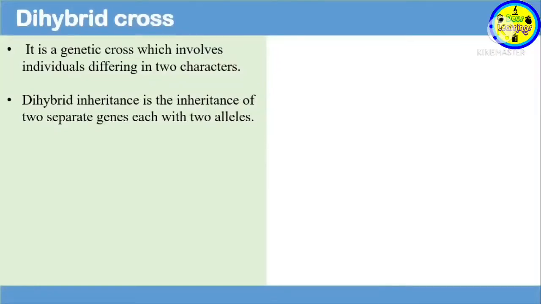So a dihybrid cross is a cross of two different characters. Two characters are involved in this cross, and these two characters are inherited by two separate genes which are available in two different alleles. That means two characters, two alleles.